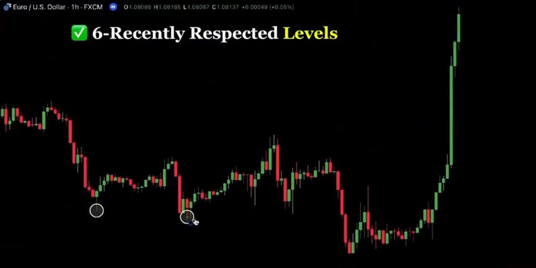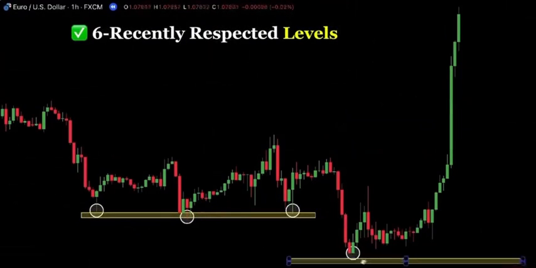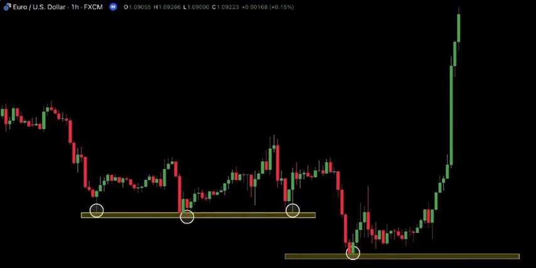Recently respected levels. Focus on zones that were tested or formed recently. Fresh levels reflect current market sentiment and are more likely to attract liquidity. You don't need all 6, but the more a level checks off, the more powerful it becomes.